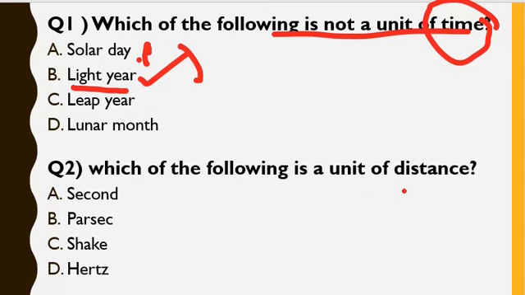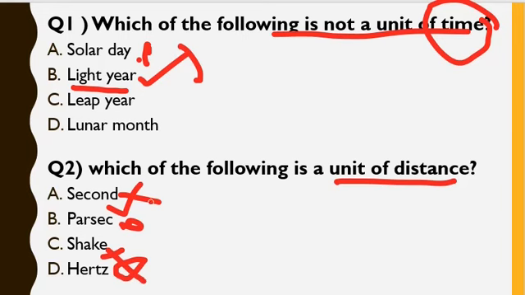Okay, now the second question: which of the following is a unit of distance? Second is a unit of time. Per second we may confuse. Sec is not a unit of distance. And parsec, we already discussed, parsec is a unit of distance. Distance between the galaxies is measured in terms of parsec. Parsec is equal to 3.26 light years. Yes, this is a unit of distance. Answer.